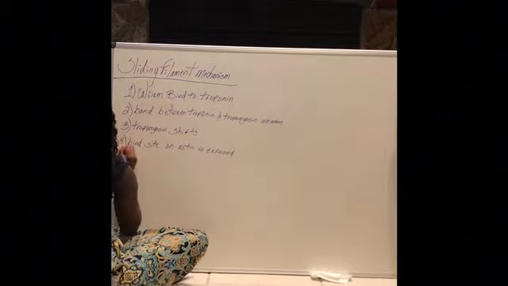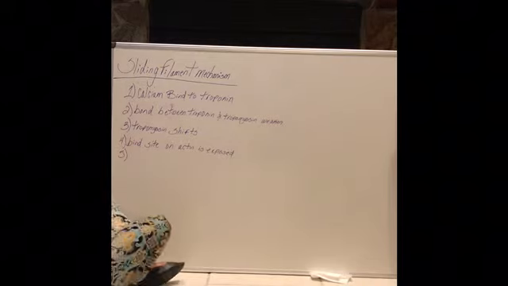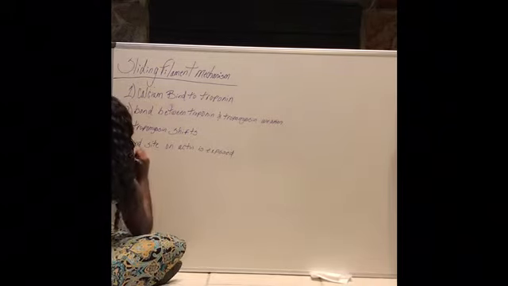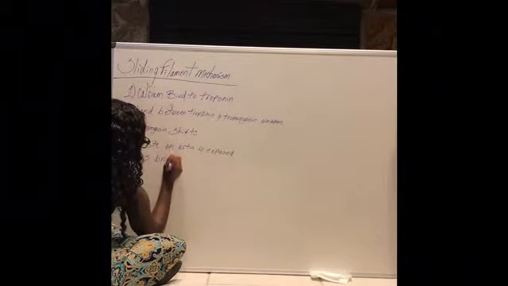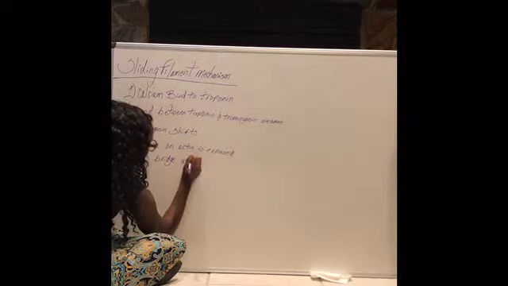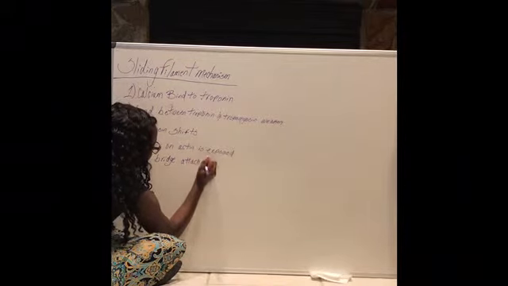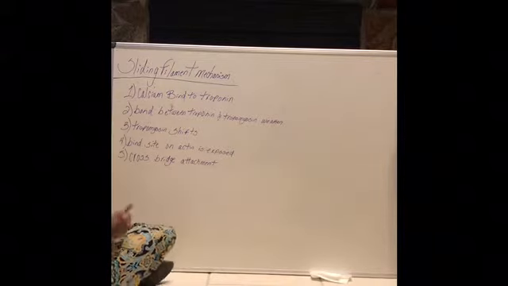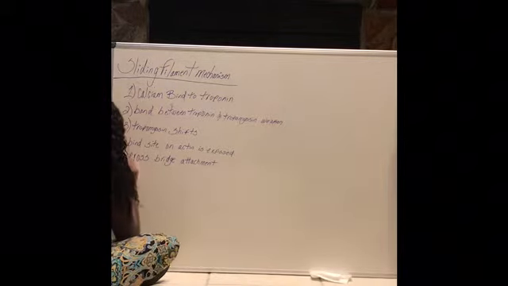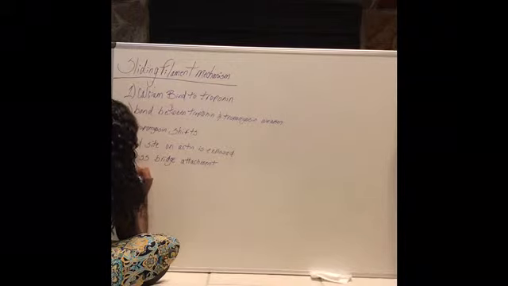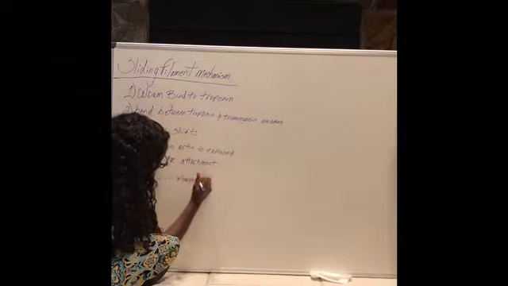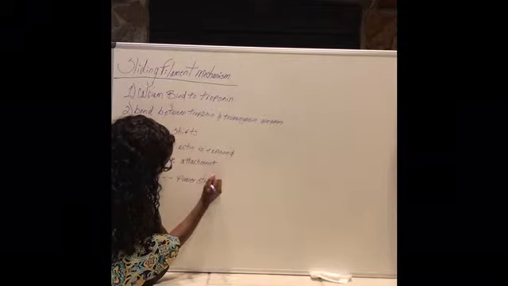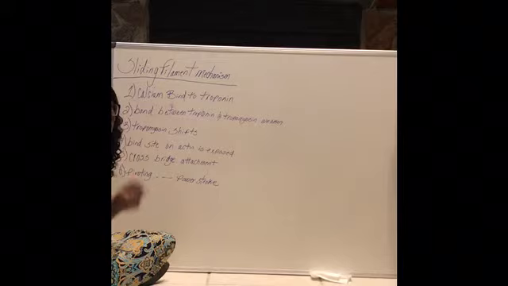This creates step five, where the cross bridge attaches. Step six is pivoting, which leads to a power stroke. The cross bridge now becomes detached.